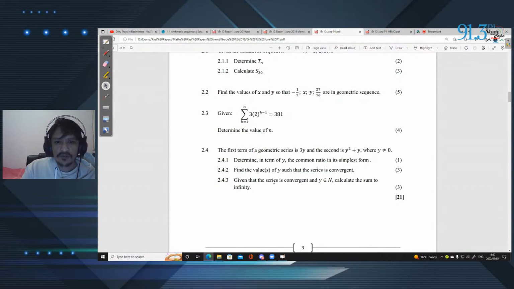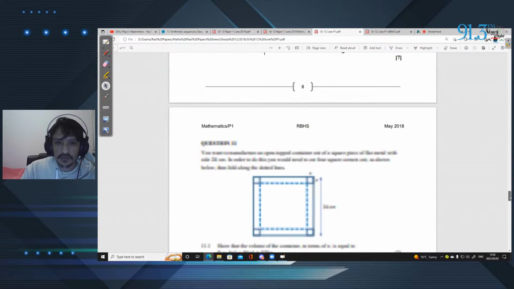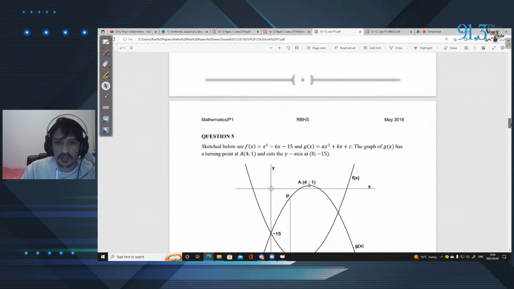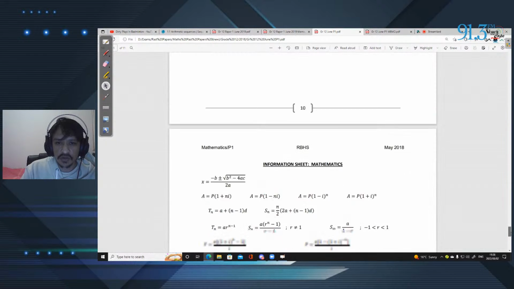Find the values of y such that the series is convergent. Now, this is very important. When a series is convergent, that means we have a finite series. If the series is divergent, we have an infinite series. So what are the restrictions? Well, it's actually in your formula sheet. If we scroll down, actually, we don't even have to. I did copy the formula. Oh, no, I didn't copy both.